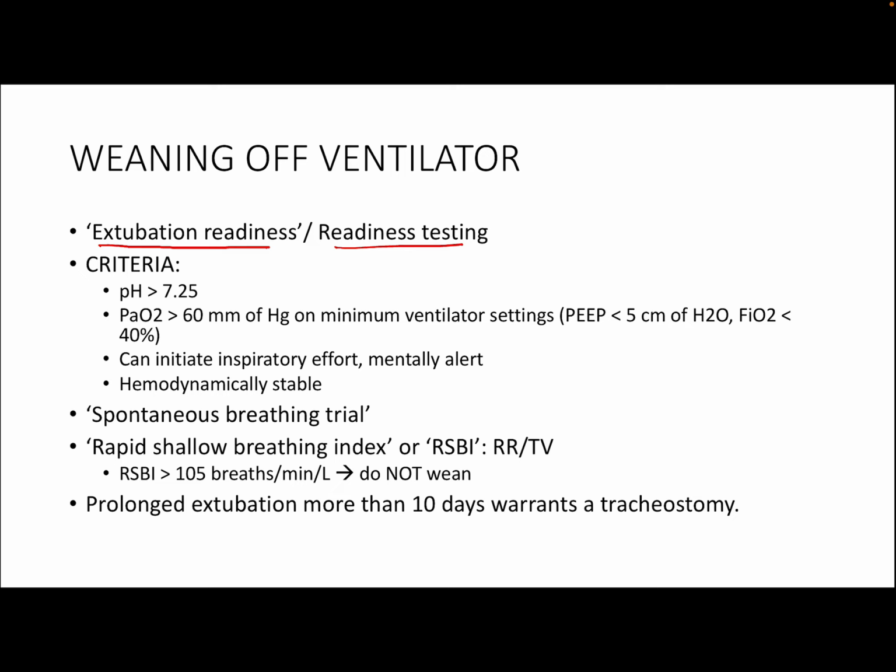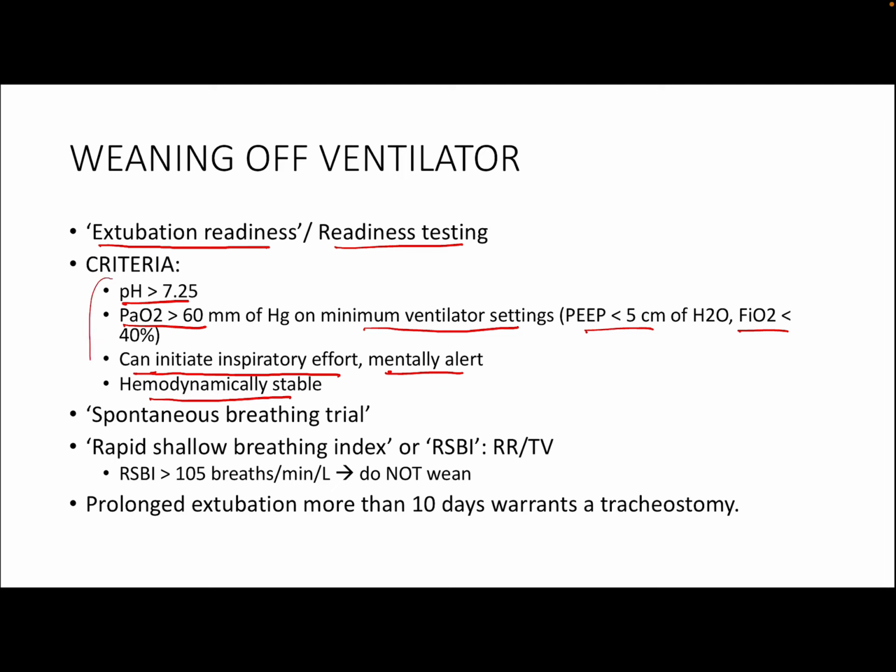Now, weaning requires certain criteria to be met before you can wean the patient off of the ventilator. So the pH should be more than 7.25. The partial pressure of oxygen should be more than 60 millimeters of mercury with just minimum ventilator settings. So with even minimal support, the PaO2 should be more than 60. Minimum support means PEEP less than or equal to 5 centimeters of water and a fraction of inspired oxygen of less than 40%. The third is that the patient can initiate inspiratory effort by himself, the patient is mentally alert, and the patient should be hemodynamically stable.